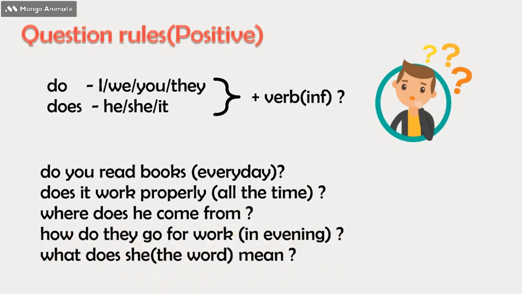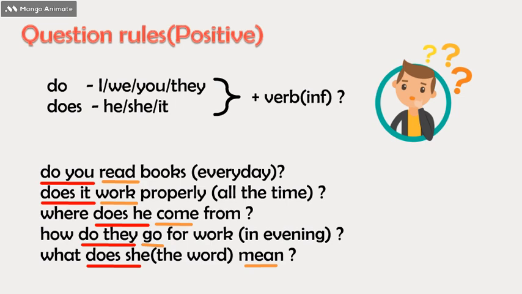The first one is do you read books every day? Does it work properly? Where does he come from? How do they go for work? What does she mean? Here you can see that we are using do with you, does with it, does with he, do with they, does with she, and all the verbs are in infinitive form. Read, work, come, go, mean, and all the sentences are repeated actions.